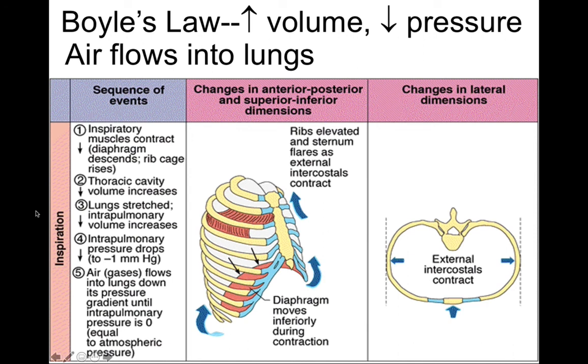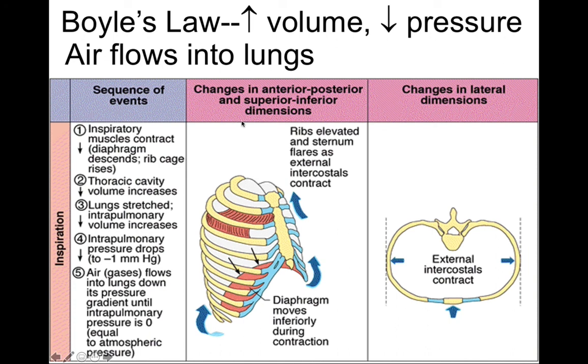We'll go over inspiration first. So in order to pull air into the lungs, a series of events needs to take place. The first thing that needs to happen, of course, is the diaphragm needs to contract. The diaphragm can be referred to as one of our inspiratory muscles, as of course when it contracts it pulls air in and facilitates inspiration.